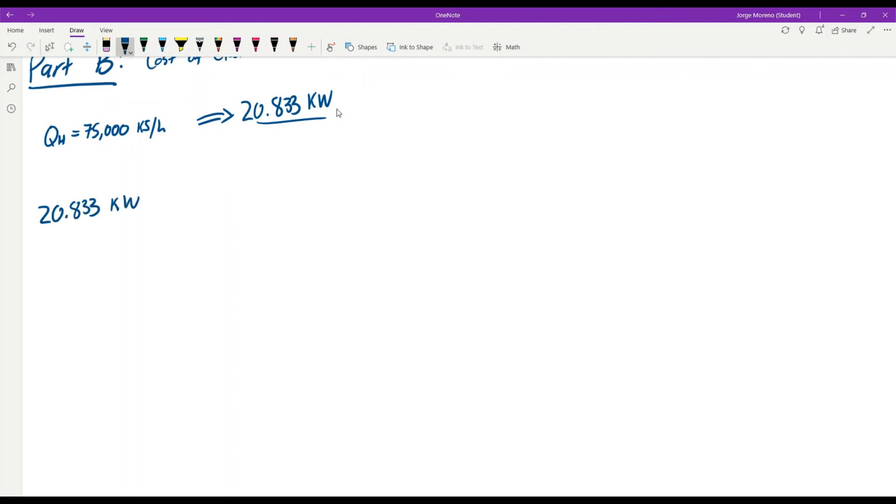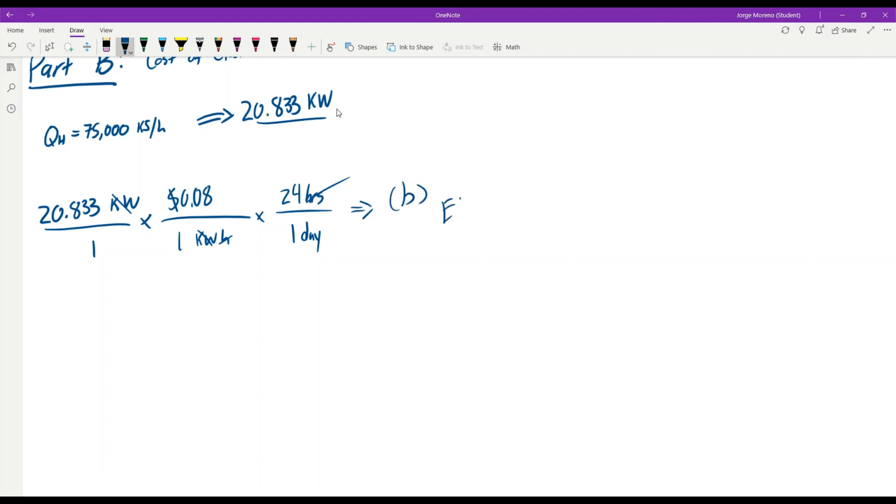Now from here, again, we bring in our conversion factor, the same one as before: 8 cents per kilowatt hour. Kilowatts cancel. You have to get rid of hours, with 24 hours in 1 day, so your hours cancel. Now you're left with the electrical resistance cost. If you evaluate that, you get approximately $40 per day.